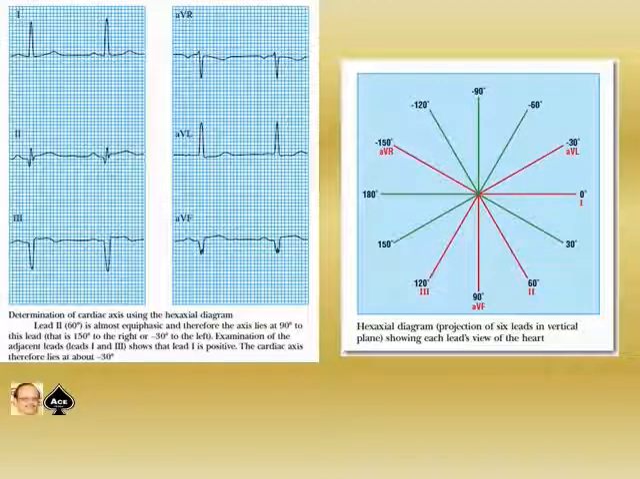Determination of cardiac axis using the x-axial diagram is shown on your left panel. Lead 2, that is 60 degrees, is almost equiphasic, and therefore the axis is 90 degree to this lead, that is, either 150 to the right or minus 30 to the left. You get that by adding 90 to 60 or subtracting. Examination of the adjacent leads, that is lead 1 and 3, shows that lead 1 is positive, and the cardiac axis therefore lies at minus 30 degree.